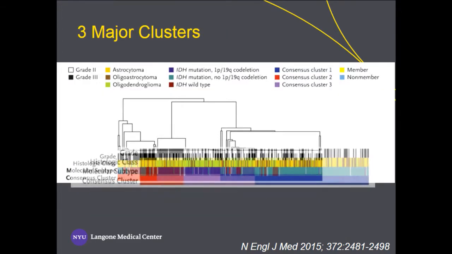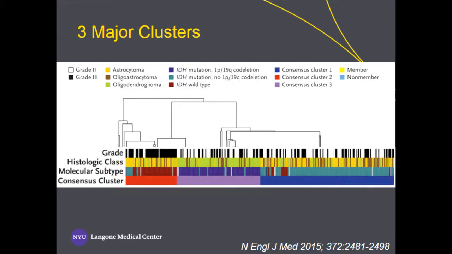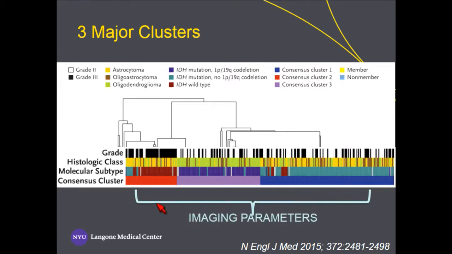And the algorithm, I'll blow this up a little bit, put them into 3 clusters, 3 clear clusters, which went well with the molecular subtype. And you see that the histologic class and the grade of the tumor had almost no bearing on these clusters. And interestingly, from an imaging point of view, because we've known for a long time, we just thought we sucked, basically. We thought we were horrible at predicting the histology or the grade of the tumor, because we were never good. And interestingly, imaging parameters track well with the molecular subtype and the consensus clusters.